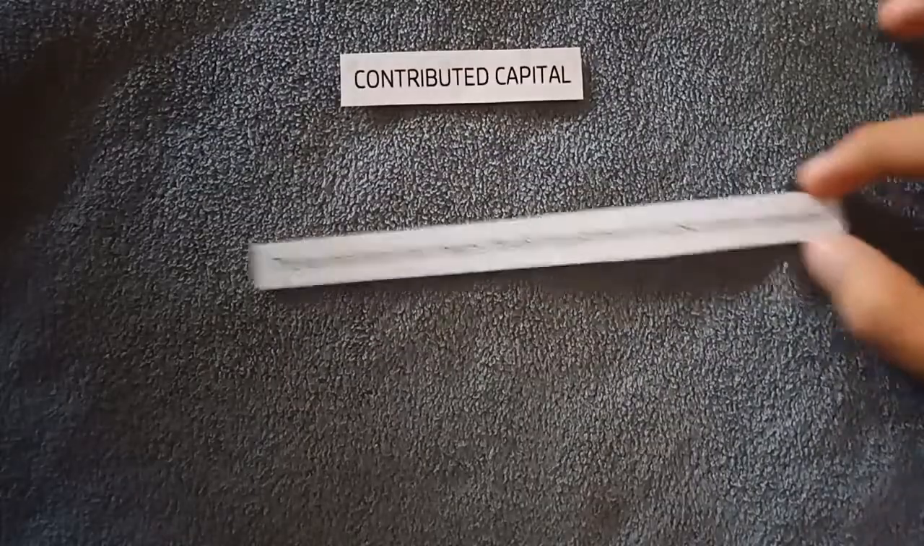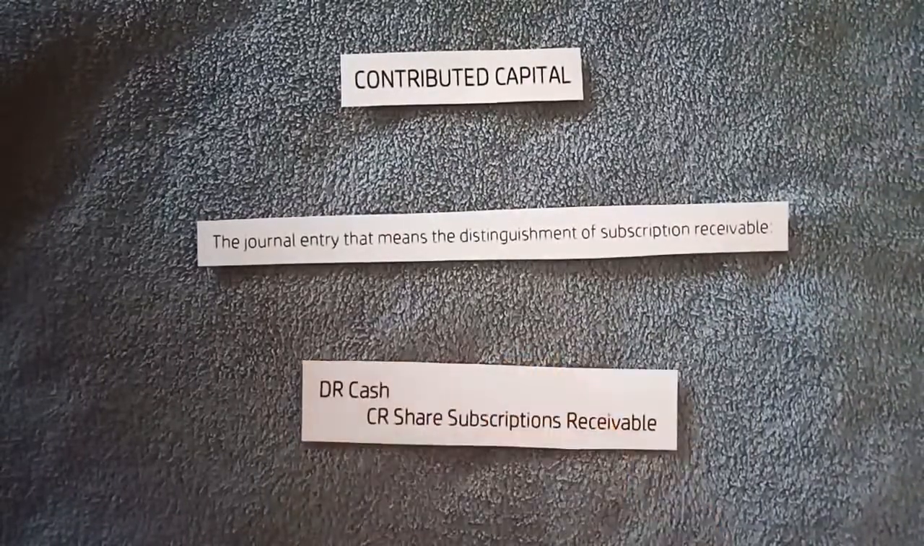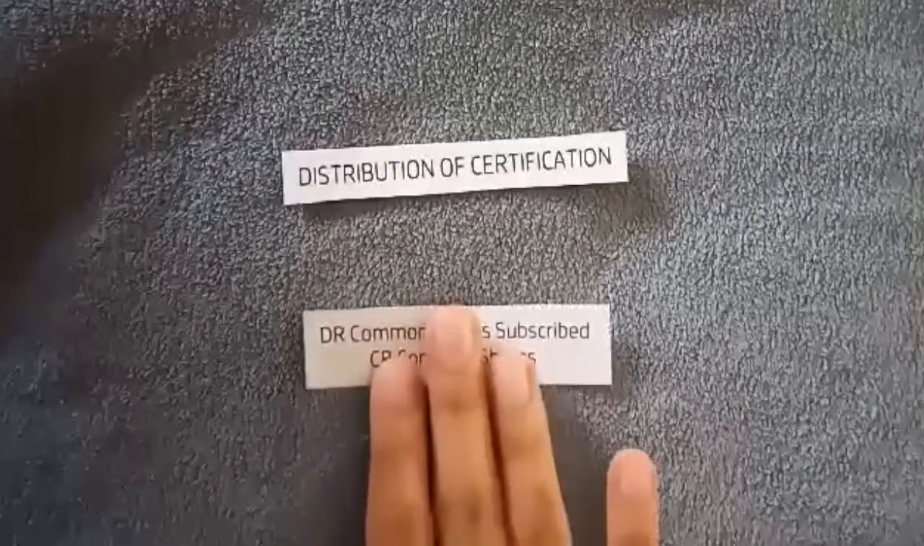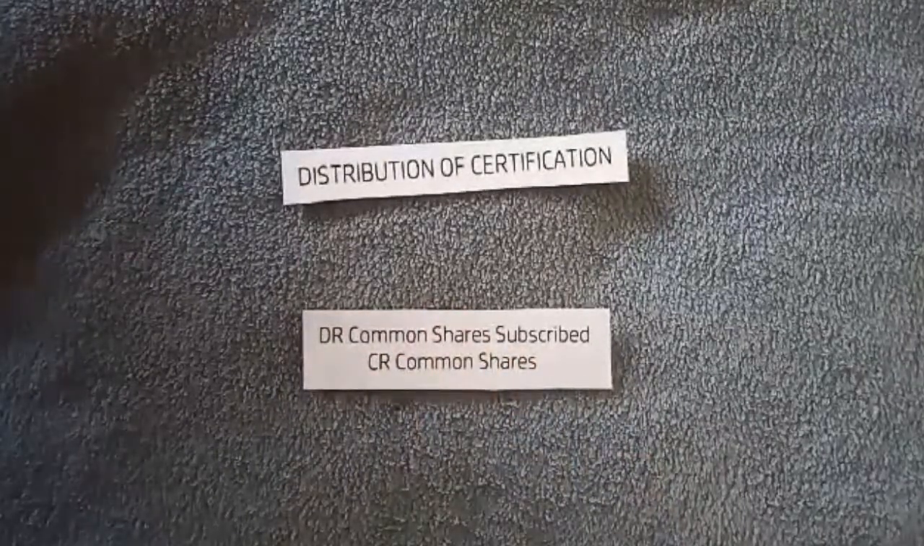Lastly, the journal entry for the extinguishment of the subscription receivable is to debit cash and credit share subscription receivable. Let's move on to the distribution of certificates. The certificate will be given to the shareholder once the payment is done. Here, the journal entry is to simply debit common shares subscribed and credit common shares.